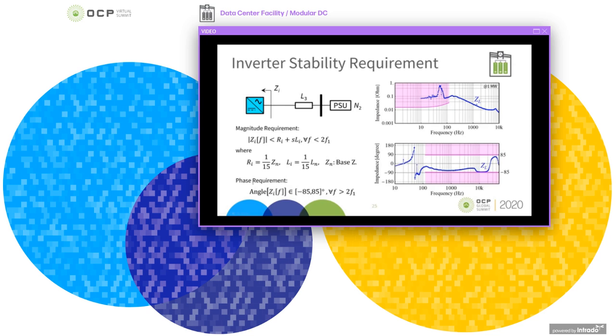And then there is also a phase requirement on the inverter impedance, and that's the angle of that inverter impedance should stay between -85 and 85 degrees. So it must stay within that allowable region, stay away from the forbidden pink region.